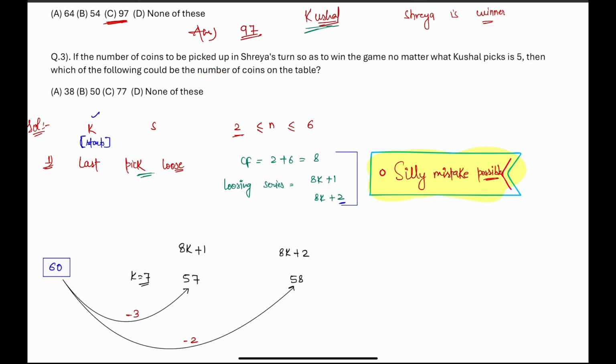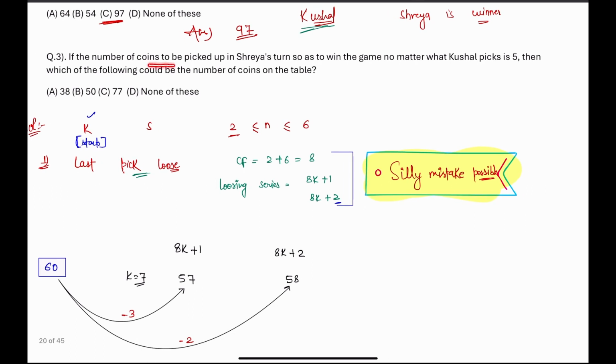This is also a tricky question, grammatically, and people might make a mistake. The question is asking the number of coins picked up in Shreya's turn so as to win the game no matter what Kushal picks. So we have to understand that this 5 is not about Kushal, this 5 is about Shreya.